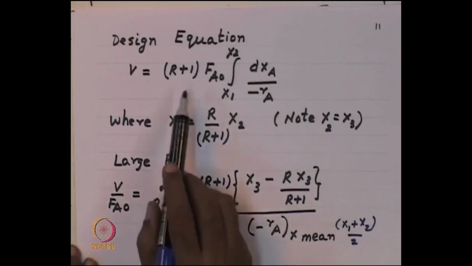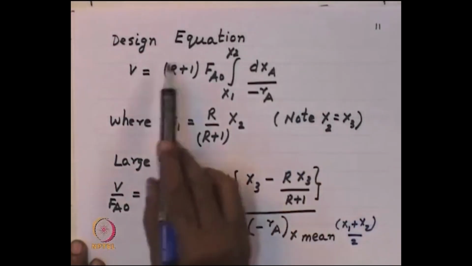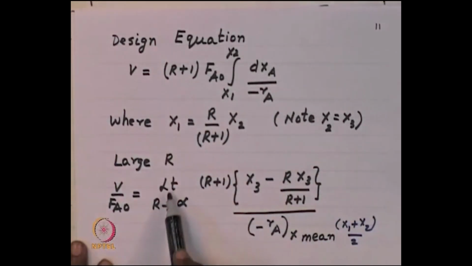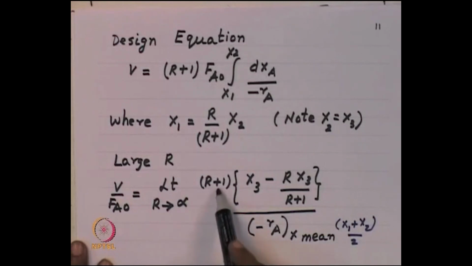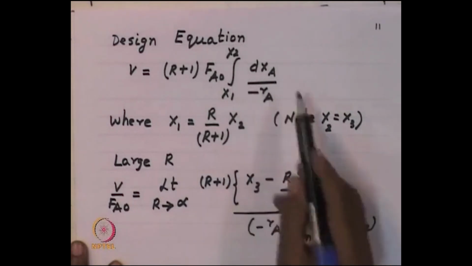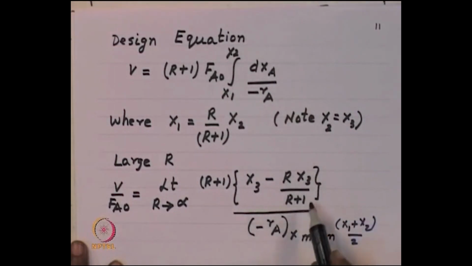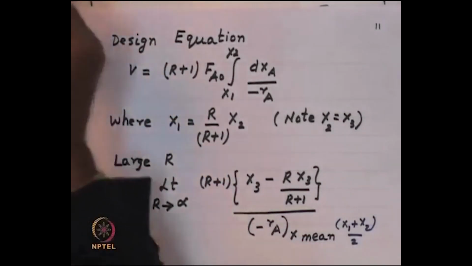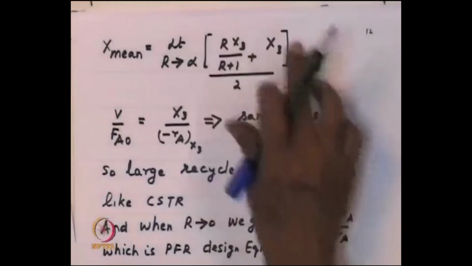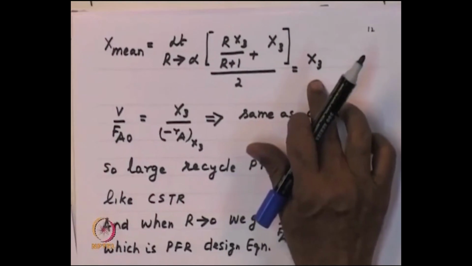Let me repeat, we are trying to find out what happens to this design equation when R is large. So, I am taking limit R tends to infinity of R plus 1 multiplied by this integral. This integral I have written as dx A, I have written as x 3 minus R x 3 by R plus 1. Denominator I have written as R A at x mean, which means x 1 plus x 2 divided by 2. Is this clear what we are saying? So, let us look at this. I have just calculated the value of x mean. You can say here the limit as R tends to infinity of this goes to x 3. You can do it yourself, it is fairly elementary.